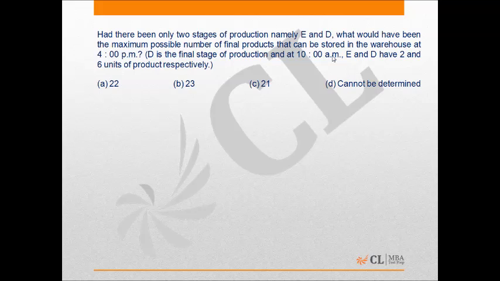In the next question, it is a hypothetical condition where we have only two stages, namely E and D, and it is asking what would have been the maximum possible number of final products that can be stored in the warehouse at 4 p.m. D is the final stage of production, and at 10 a.m. E and D have 2 and 6 units respectively.